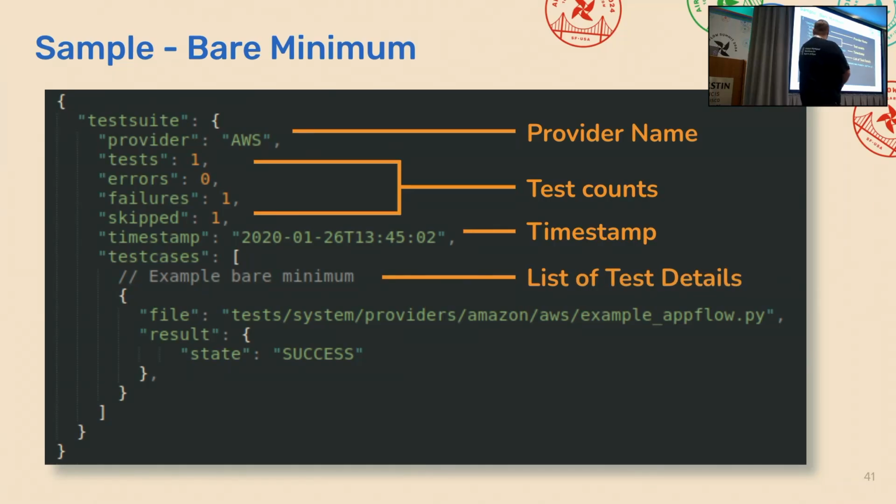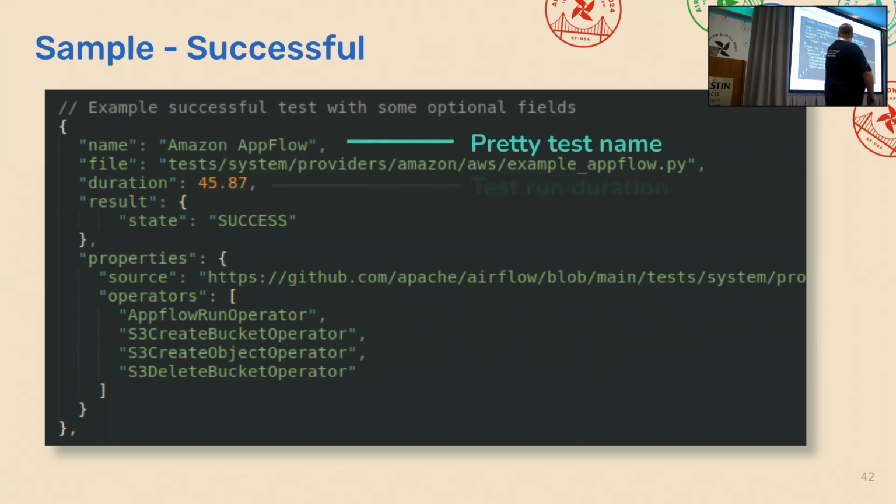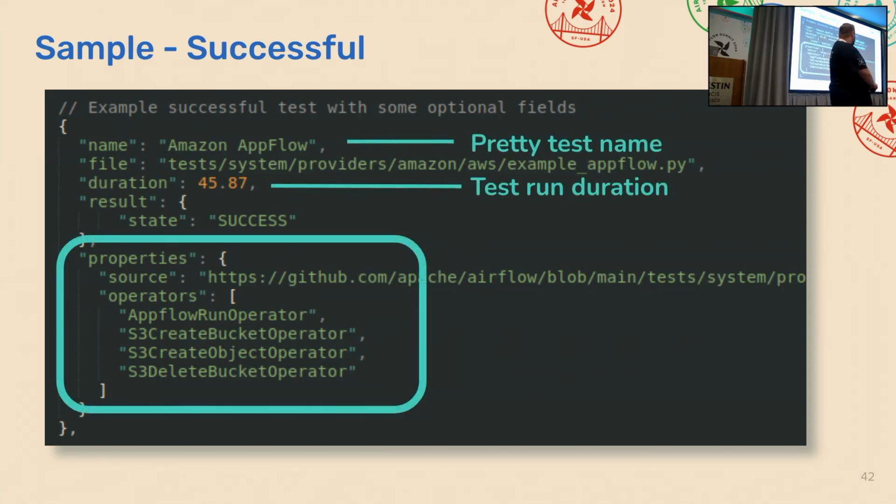So here, the provider, AWS, ran 1 test, no errors. We can see I can't math because I failed 1 and skipped 1, but somehow only ran 1. But math, hey, that's why I learned to program, so computers can do that for me. The timestamp, and then the list of details. So we say here, we ran 1 file, and it was a success. So for all the providers who adopt this standard, this is what we'd expect for the absolute minimum for your output for the JSON.